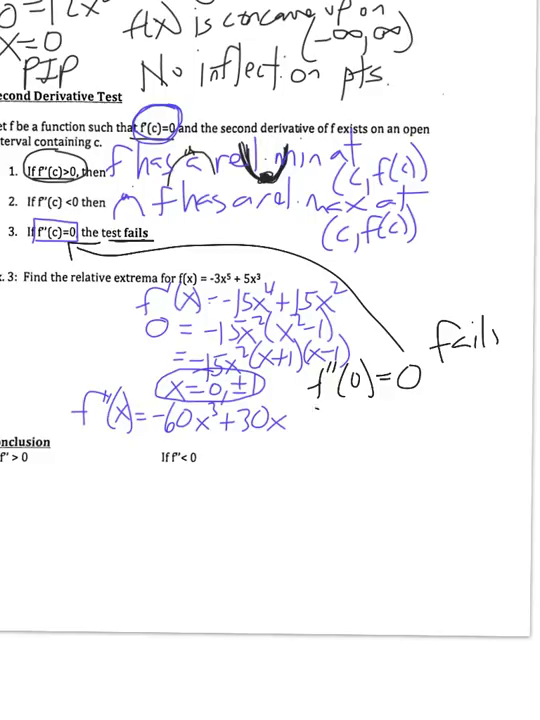But if we plug 1 into f double prime, then we're going to get negative 60 plus 30, so we get negative 30. The number doesn't matter. What matters is that it is less than 0. What that means is that at this point, the graph of the original function, since it's negative, is concave down. Looks like this. So since 1 is a place where the derivative is 0, and it's also in an interval where the graph is concave down, then you can conclude that x equals 1 is a relative maximum. So that's how we're using the second derivative test.